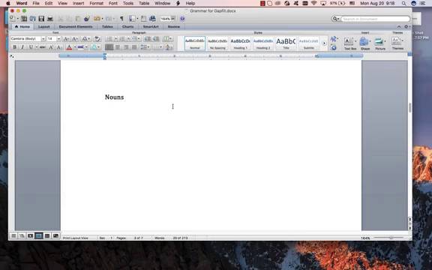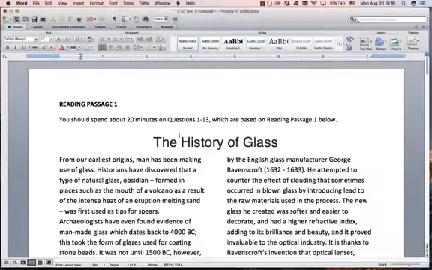For these gap-fill exercises, nouns are by far the most common type of word that you will choose as your answer. I would estimate more than 80% of the time. Let me give you a quick example. This is a history of glass.